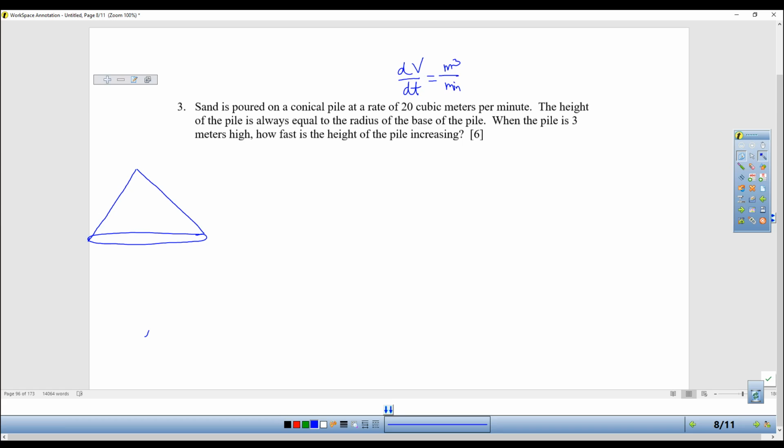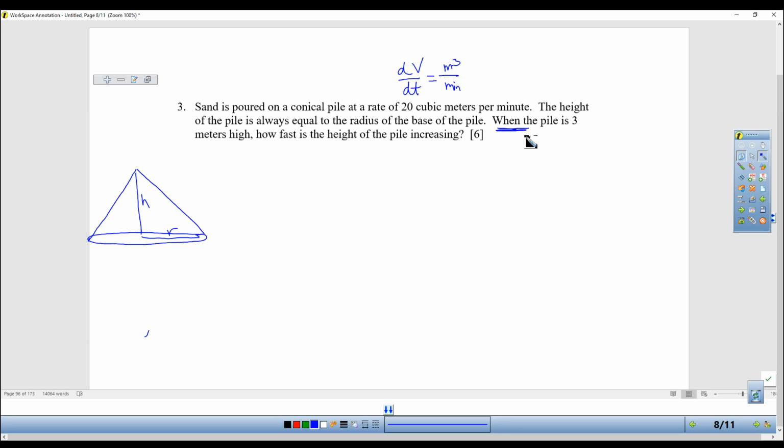Identify your variables. The height of the pile is always equal to the radius of the base. So as you try and keep making your sand pile taller, can you picture it? You're making it a little bit taller, but it's also going to keep spreading out. As much as you would love to maybe have a certain radius and build a tower, it's really hard, right? Because as you pour the sand onto there, it's going to keep getting wider and wider as well. So the height is always equal to the radius of the base.